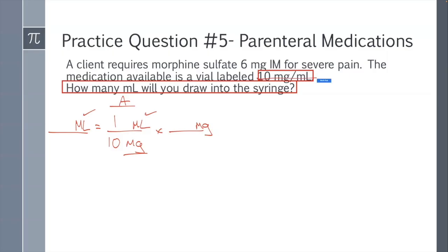I've already used these 10 milligrams. I can't use those anymore. But lucky for me, the client requires morphine sulfate 6 milligrams. That is my doctor's order. And that is what my doctor ordered for my patient to get. 6 milligrams per my 1 dose. It cancels out my milligrams. And now I'm left with just milliliters on the top. You've arrived at your destination. Get out of the car and do some math. 10 times 1 on the bottom is 10. 1 times 6 on the top is 6. 6 divided by 10 is 0.6. So my patient's going to get 0.6 milliliters.